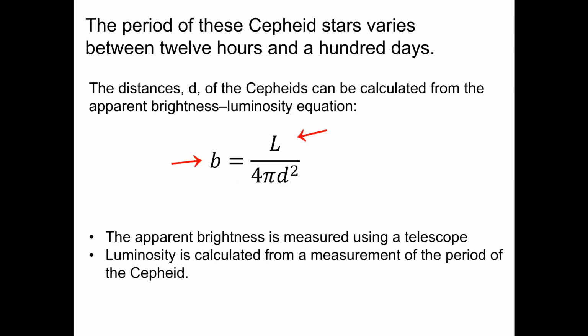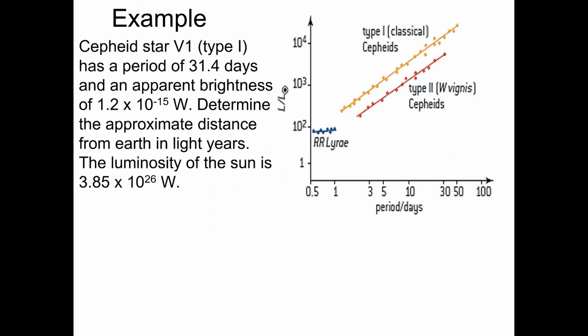So let's walk through one example here that was really important, groundbreaking in the world of astrophysics. So Cepheid star V1, around that time, I think it might have been a little bit later, I think it's in the 1920s, but I could be wrong. If V1 has a period of 31.4 days and an apparent brightness of 1.2 times 10^-15 watts, determine the approximate distance from the Earth in light years. The luminosity of the sun is given right there. By the way, that's in your data booklet as well.